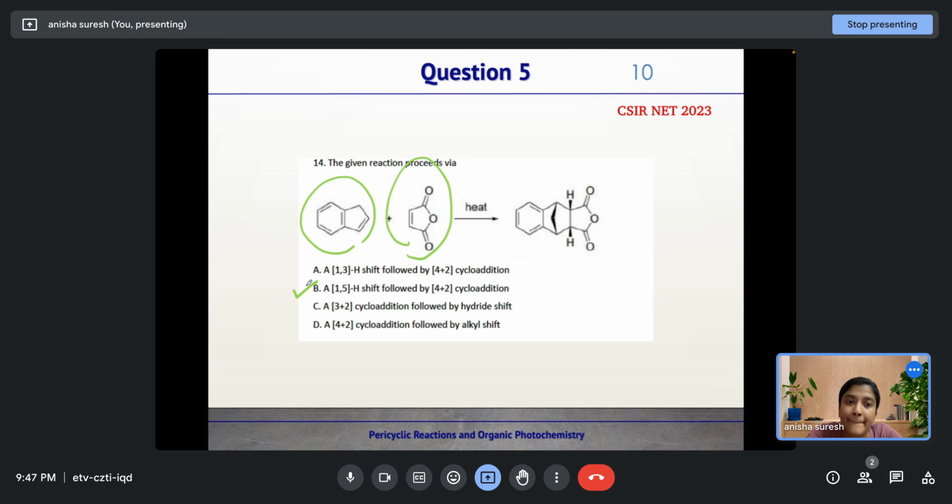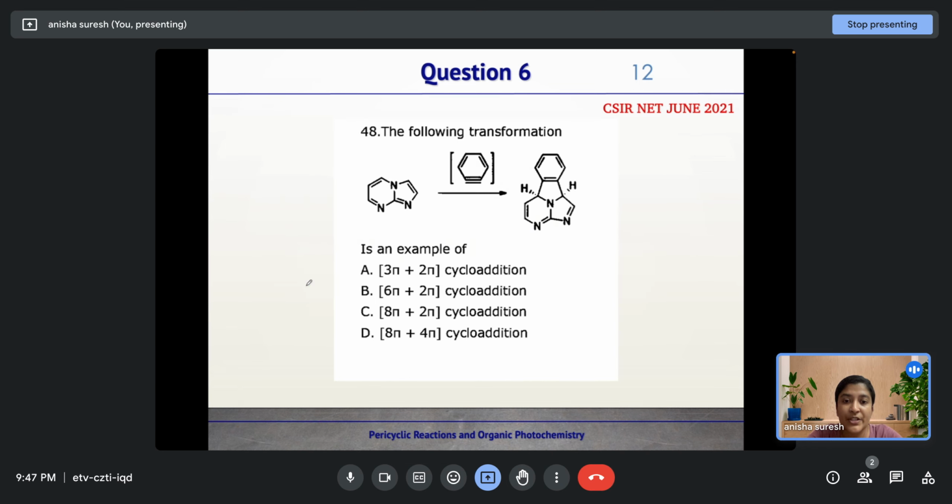Okay, any doubts? Now coming to question number 6. So this type of question was also discussed in the lectures. So the following transformation is an example of. So this is a question that came in CSIR NET June 2021. So is it an example of 3 pi 2 pi cycloaddition, a 6 pi 2 pi cycloaddition, 8 pi 2 pi cycloaddition, or 8 pi 4 pi cycloaddition?